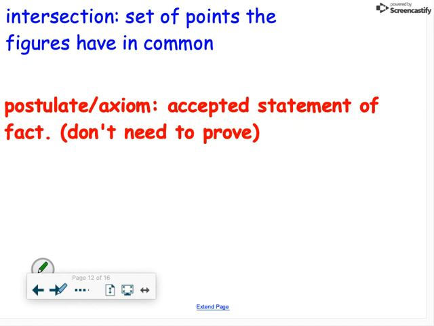So some new vocab words here. You don't need to put them for sure on that chart. These are some new things. Intersection, we've probably heard this term before. It is a set of points that the 2 figures have in common, where they cross, where they intersect one another. You talk about intersections of roads. That's where they cross one another.